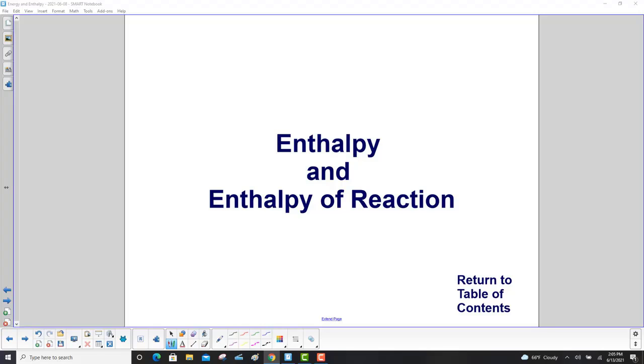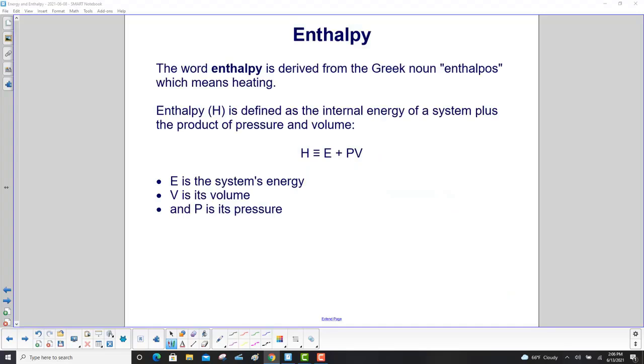Enthalpy and enthalpy of reaction. The word enthalpy is derived from the Greek noun enthalpos, which means heating. Enthalpy, and we use a capital H, is defined as the internal energy of a system plus the product of pressure and volume. And the three horizontal lines there mean it's a definition. E is the system's energy, V is its volume, and P is its pressure.